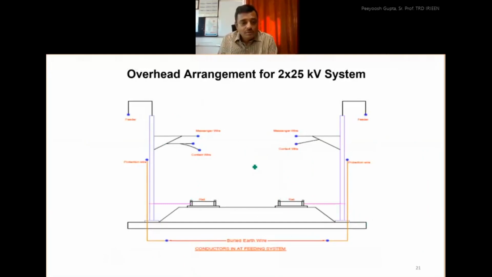So having discussed this, we need to see another sketch, how our OHE would look like. So this is the contact wire, this is the catenary, this is the protection wire, means aerial earth conductor, AEC. I am repeating again so that by the end of the lecture everybody remembers what are the changes. This is the feeder wire. What else? Nothing.